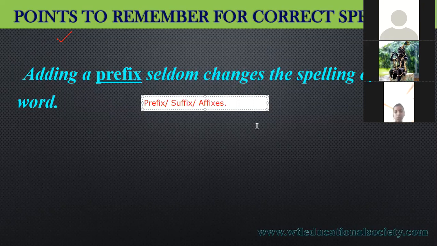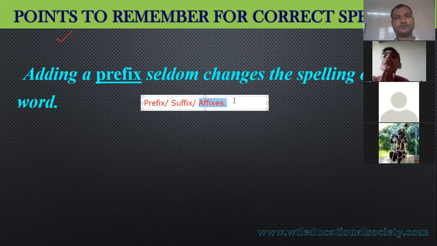Right. So affixes means the letters which are added to a base word. Adding some letters to the base word is called affixes. Affixes are of two types: prefixes and suffixes.